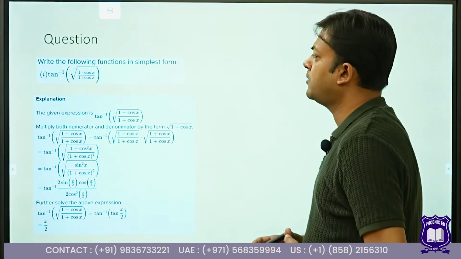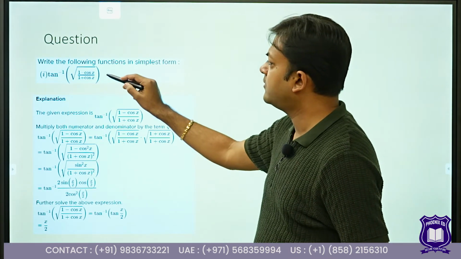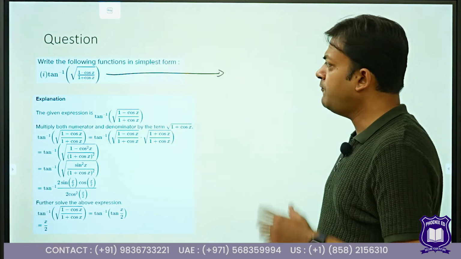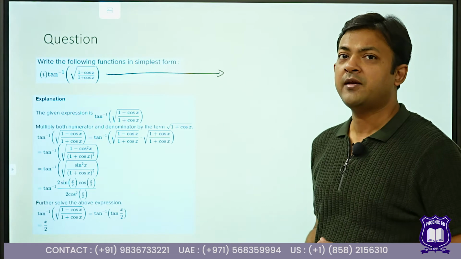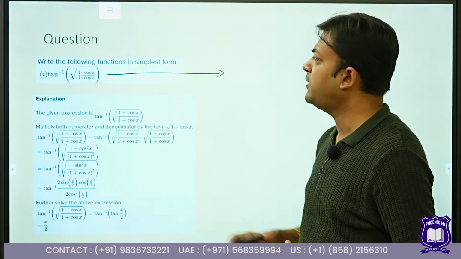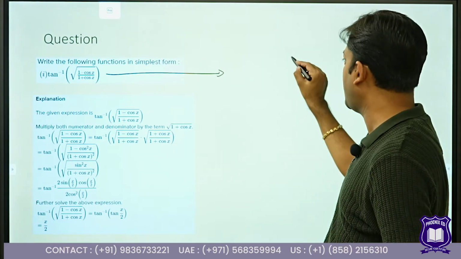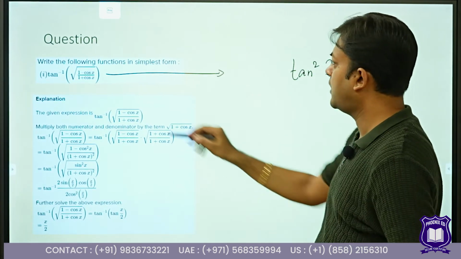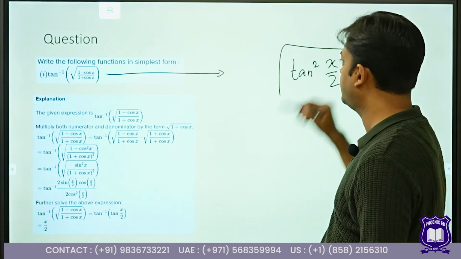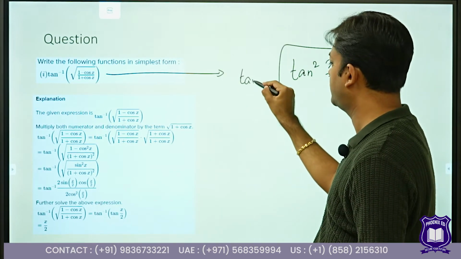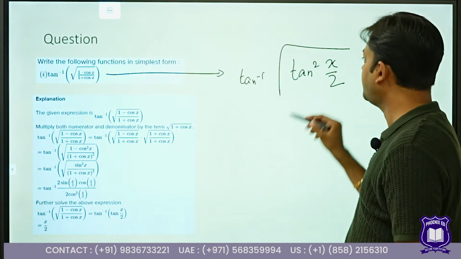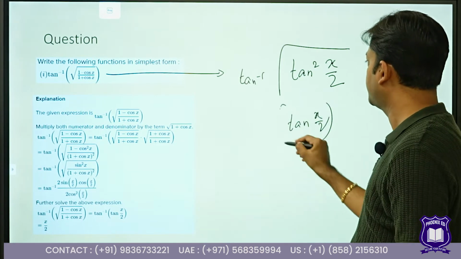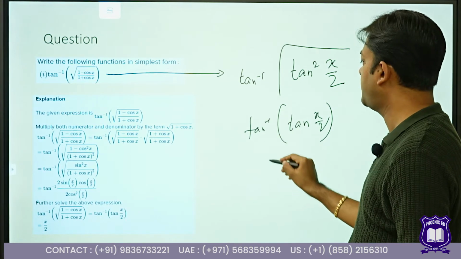In this particular problem, we need to find the simplified value of this function. If you remember, I gave you a substitution at the beginning of the class which said 1 minus cos x by 1 plus cos x can be written as tan square x by 2. Now we have a square root over it and then tan inverse. Square root of tan square would give us tan x by 2, and a tan inverse of that is purely x by 2.